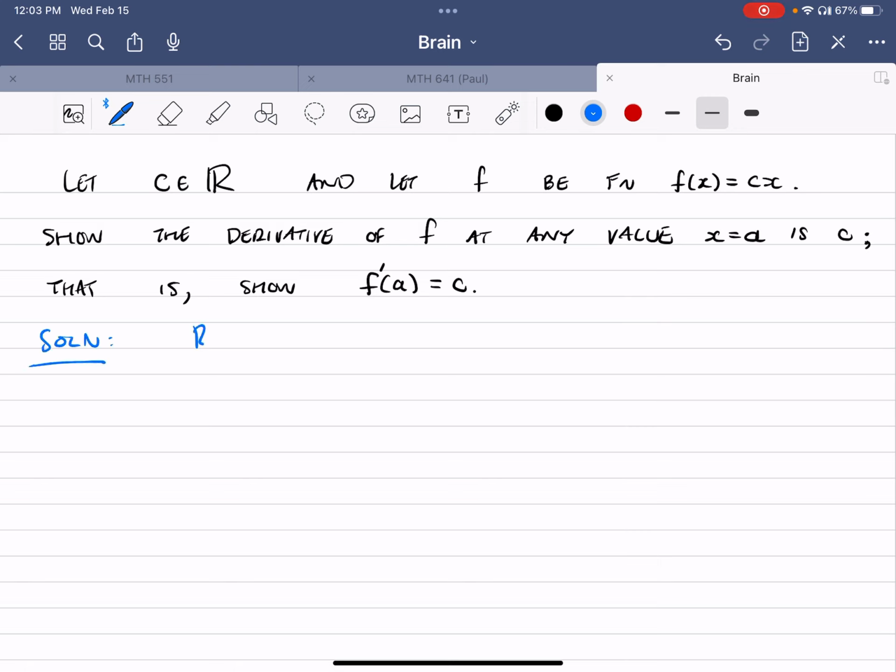Okay, so recall our definition of the derivative, which will be given. I'll just leave it as this, but I'll say it verbally. The limit, I guess, f prime of a is equal to the limit as h goes to 0 of f of a plus h minus f of a divided by h.